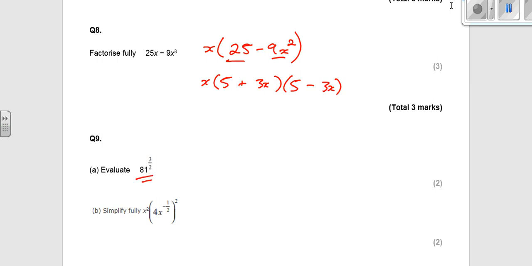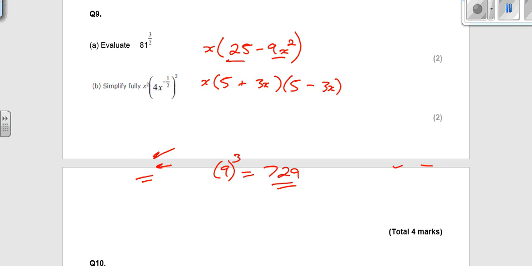Question 9. We had 81 to the power of 3 over 2. So we deal with the bottom first of all. So that's going to be the square root. Once we've done that, we're going to cube it. So the square root of 81 is 9. We're then going to cube it. So that's 9 times 9, which is 81. Times it by 9, which equals 729. And you might need to do some workings to do that.